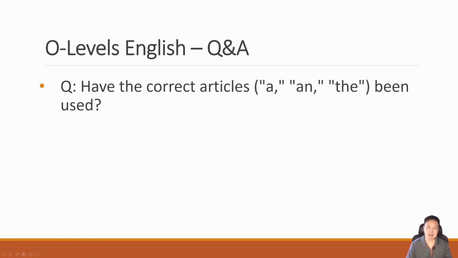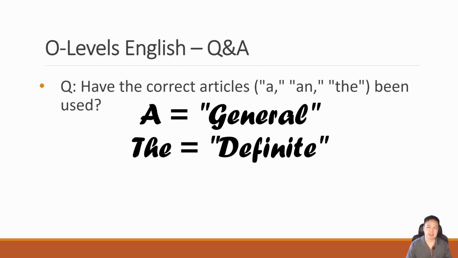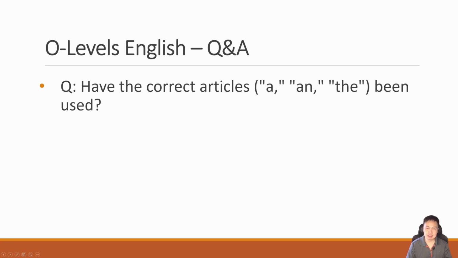Have the correct articles a, an and the been used? So do remember to check for articles as well. A lot of students just use a, an and the interchangeably. They do not know what's the difference. So just a quick revision: a is a general article and the is a definite article. What's the difference between the two, right? A means it's so general that you cannot pinpoint the actual noun itself, whereas the is definite means that you can pinpoint and identify the noun itself, right?